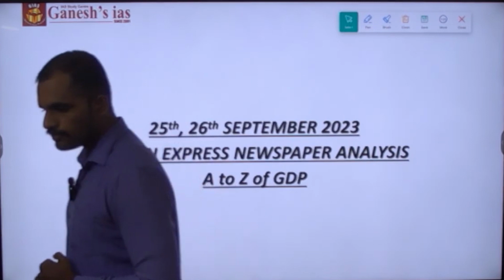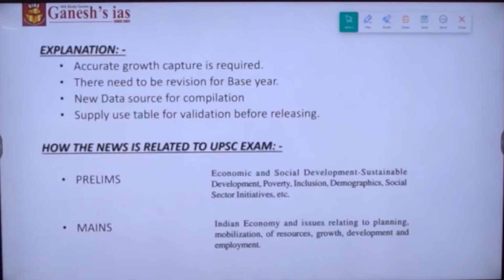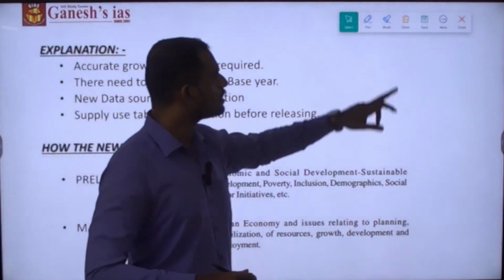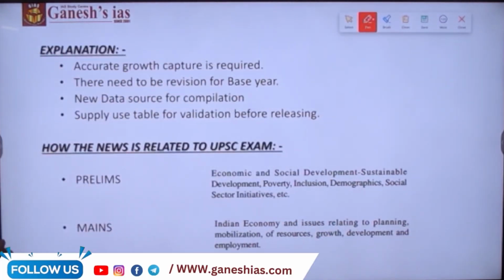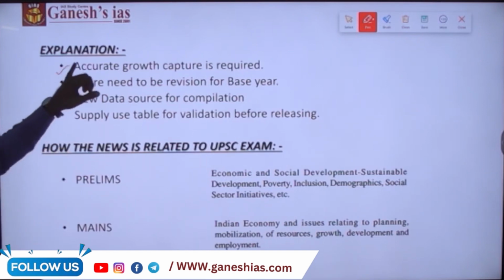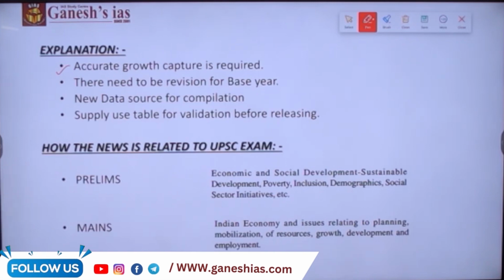A to Z of GDP. It is the article which criticizes the calculation as well as compilation of the GDP done by the National Statistical Office. What is the major mistake it has? The article is pointing out that the accurate growth needs to be captured so that the reality of the economy will be seen through the data captured by the GDP compilation. But there is a problem in it.